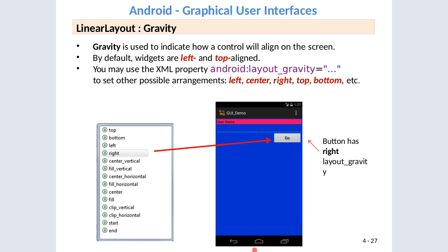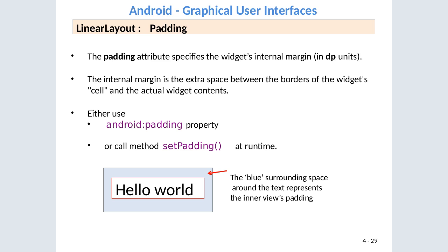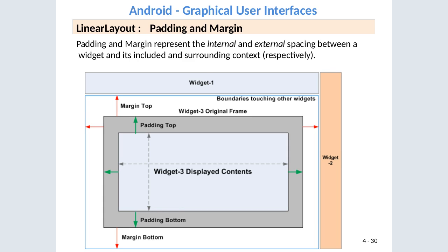Then you have the gravity, and the gravity is used to indicate how a control will align on the screen. That one can be set to one of these: left, right, center, top, bottom, center horizontal, and all those. Then we have the padding, and the padding specifies the internal margin in DP. And then the margin specifies the external spacing.